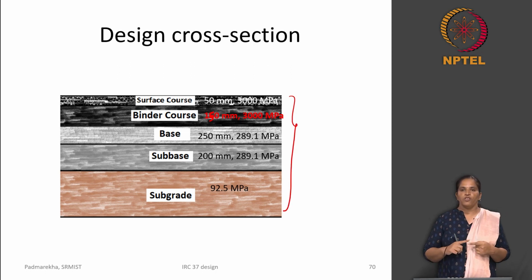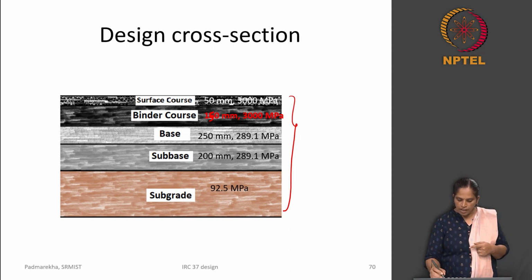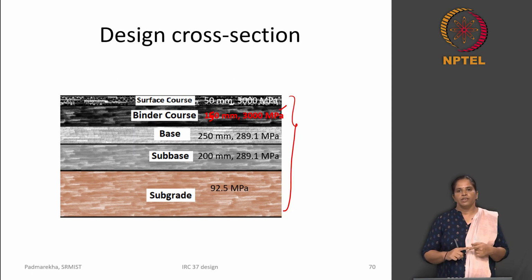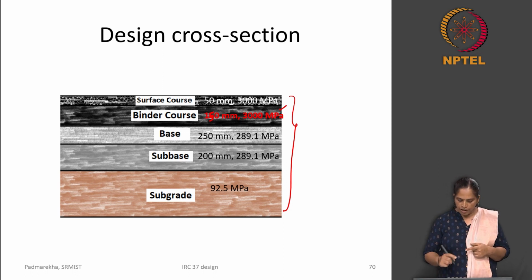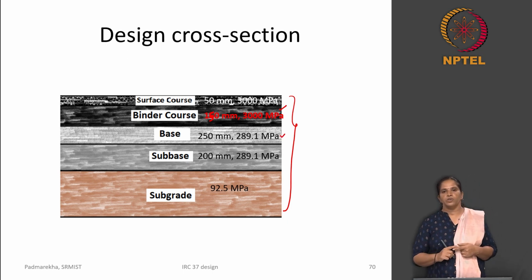So, in case your requirement is not being met, or if the strains in the layers are way too high to meet the fatigue damage criteria, you can increase the thickness of the binder course and check the design again. In case you are not meeting the rutting criteria, you can either increase the base course thickness or the surface course thickness.